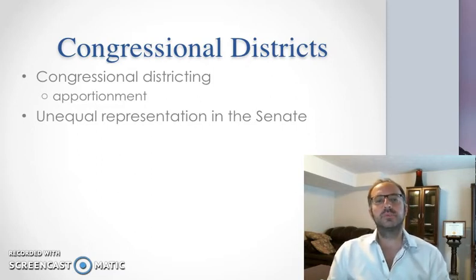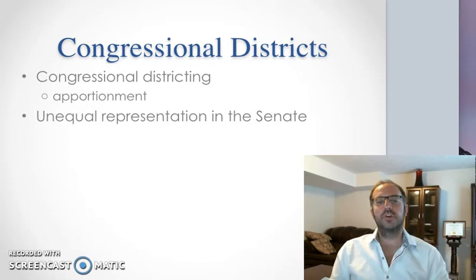Well, every 10 years we do something called the census. This is where we count the number of people in America, figure out where they all live, and what race and ethnicity they are. This is important because the House of Representatives allocates seats based on population, so we need to know exactly how many people live in each state and where they live within each state.